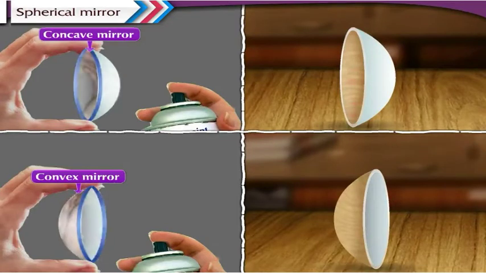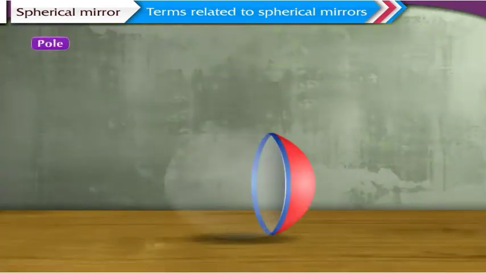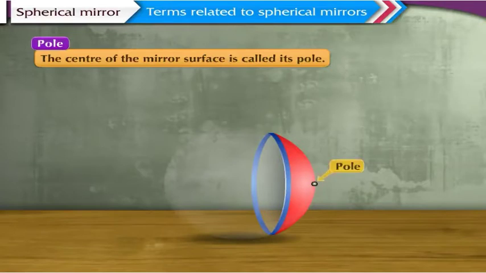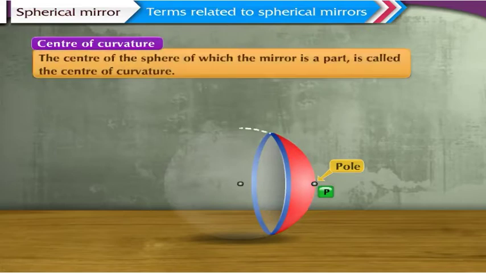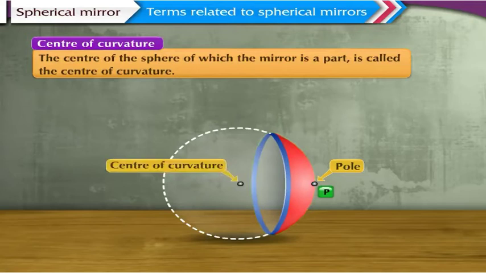Before studying about these mirrors in detail, let us first know the terms related to spherical mirrors. Terms related to spherical mirrors. Pole. The center of the mirror surface is called its pole. P is the pole of the mirror shown here. Center of curvature. The center of the sphere of which the mirror is a part is called the center of curvature. C is the center of curvature of the mirror shown here.